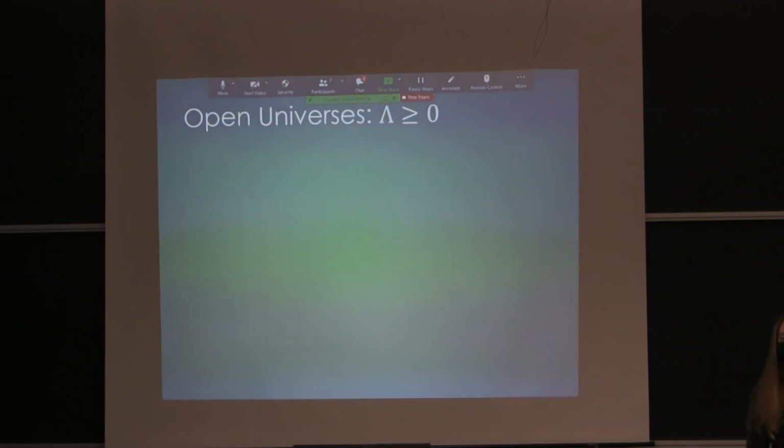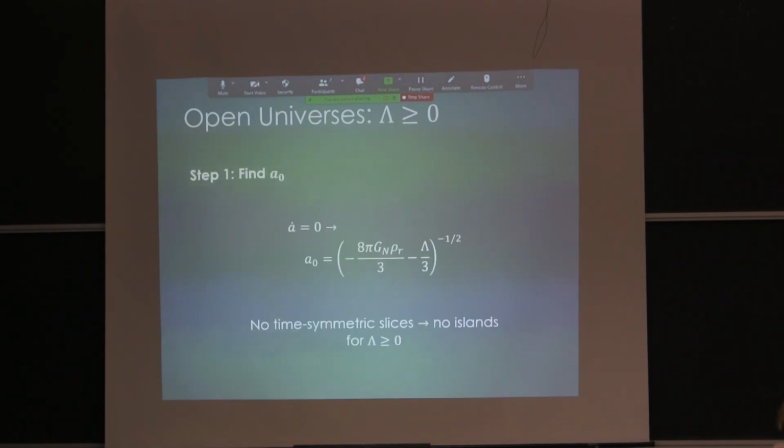So now I'll turn to open universes. The first case to consider is lambda being positive or equal to 0. This case is going to be eliminated very quickly because when you try to find the turnaround time, there are no time symmetric slices. And so that's just a non-starter. So no islands in open universes with lambda positive or equal to 0.